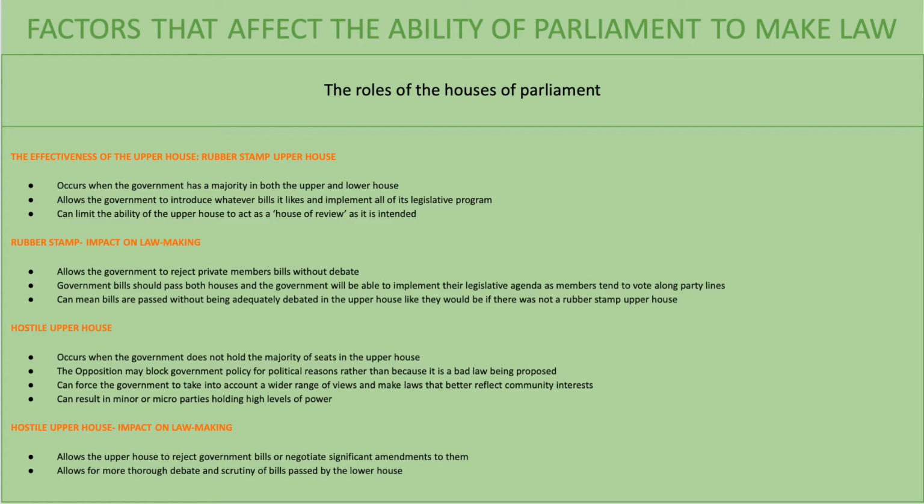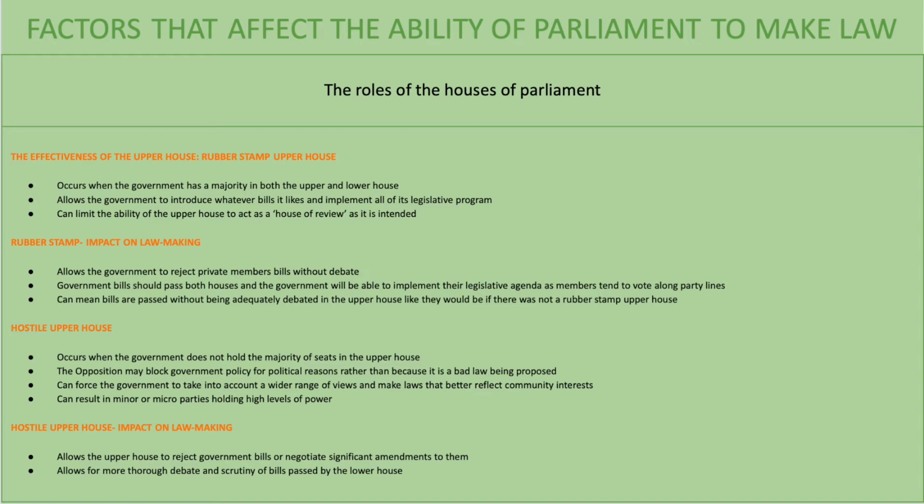Hostile upper house. This occurs when the government does not hold the majority of seats in the upper house. The opposition may block government policy for political reasons rather than because it is a bad law that's being proposed. A hostile upper house can force the government to take into account a wider range of views and make laws that better reflect community interests. And it can result in minor or micro parties holding higher levels of power.